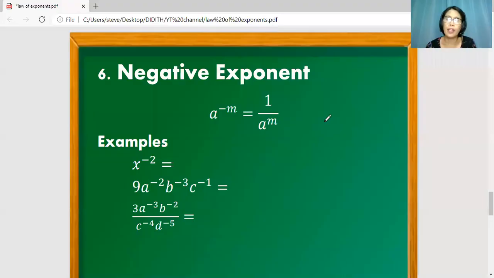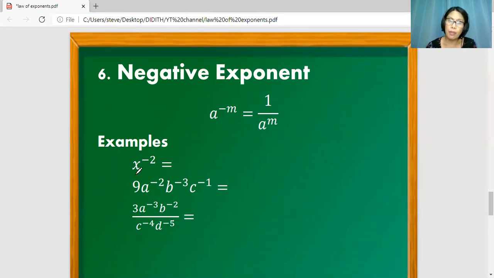And lastly, we have negative exponent. So how do we manage negative exponent? So for instance, a raised to the negative m power equals 1 all over a to the m. So the negative exponent becomes positive as we get the reciprocal of the base. So since this is a, the reciprocal is 1 all over a. And then right away, the exponent will be changed to positive.